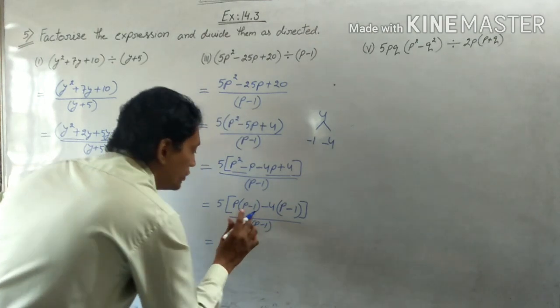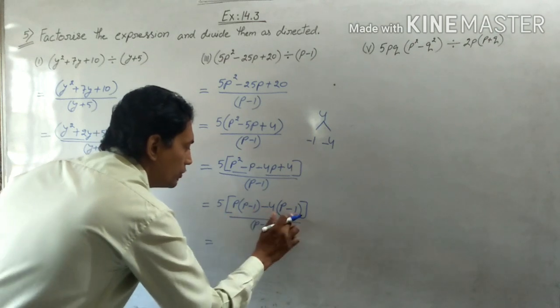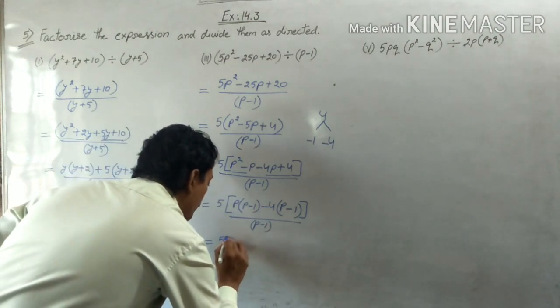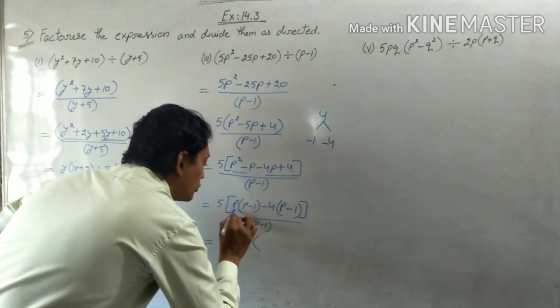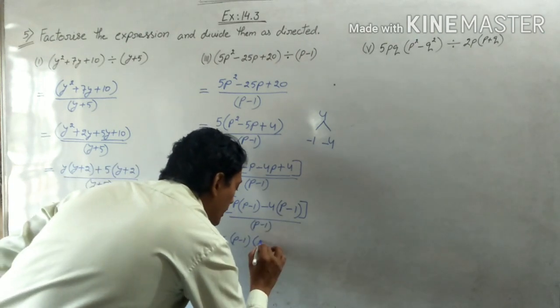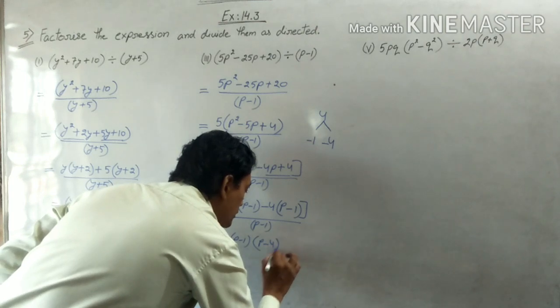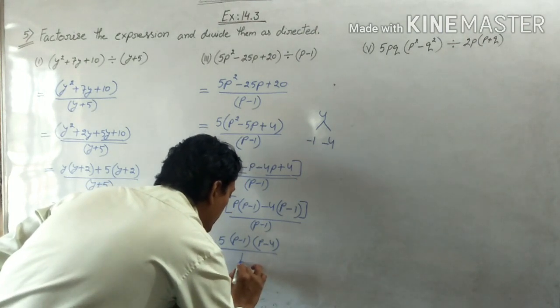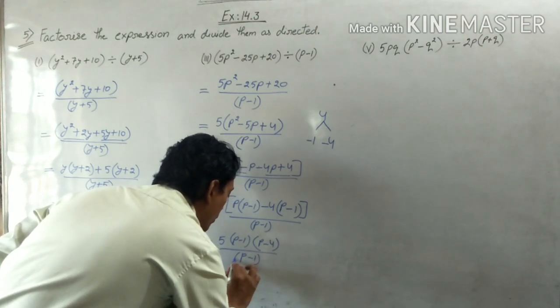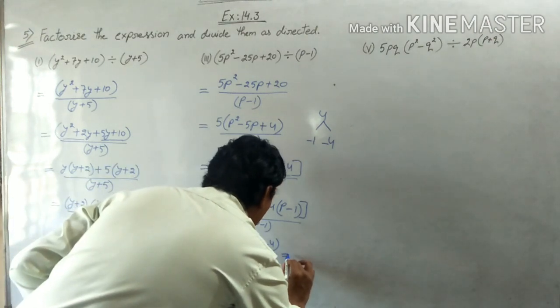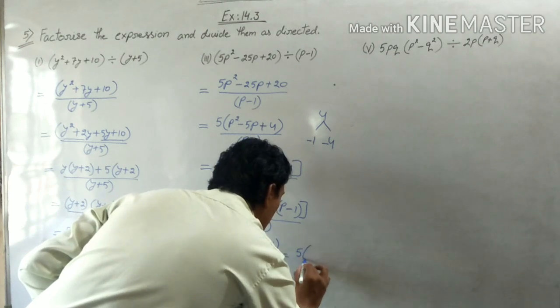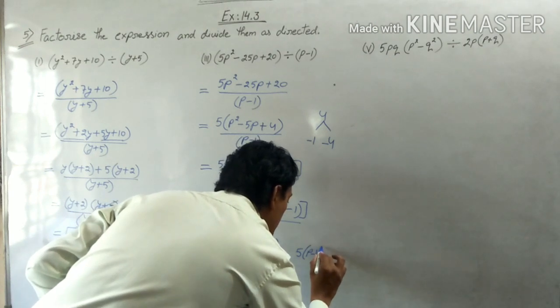Now you can write, do you see p minus 1 you get on both the sides, so this you have to take as common, so 5p minus 1 into the rest of the thing, that is p minus 4, you will write in the separate bracket p minus 4, whole thing divided by p minus 1. This p minus 1 gets cancelled and the final answer is 5p minus 4.